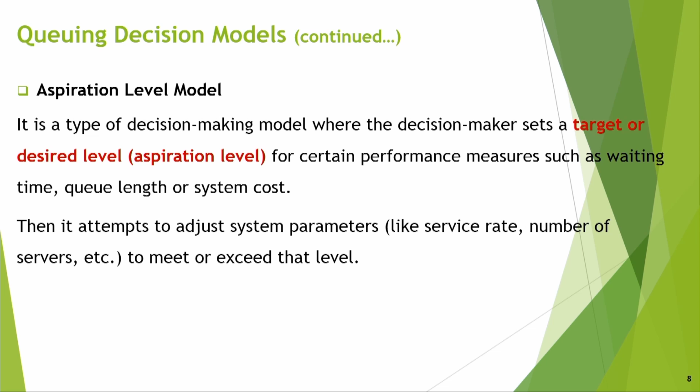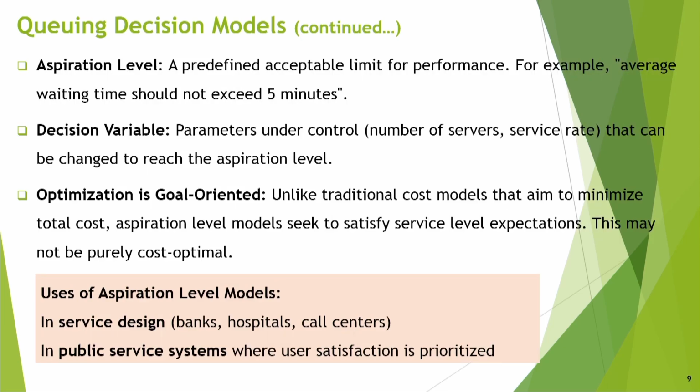So, that means this is your aspiration level. It can also be for queue length or system cost. Then it attempts to adjust system parameters like service rate, number of servers, etc., to meet or exceed that level. So first they set some aspiration level, then they try to adjust. Aspiration level is basically a predefined acceptable limit for performance. For example, average waiting time should not exceed 5 minutes, that is the aspiration level.